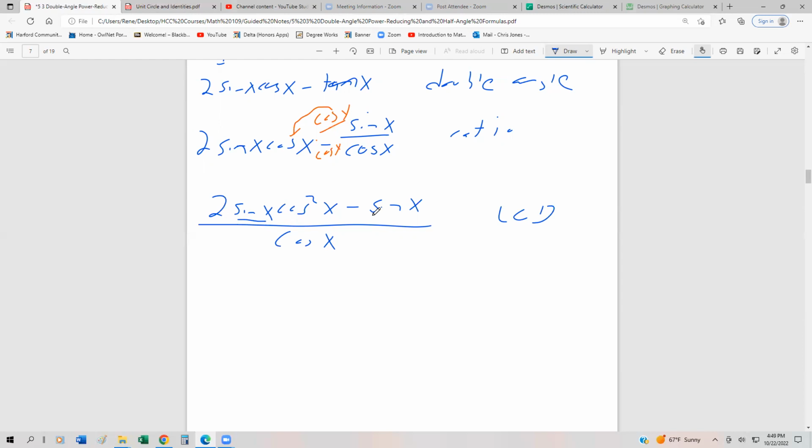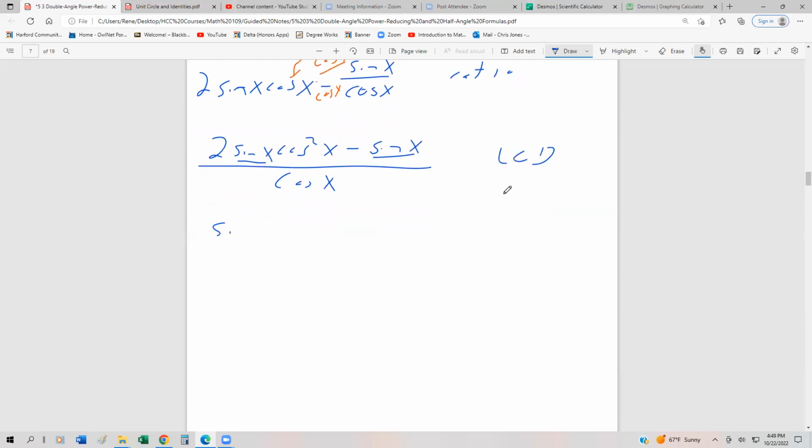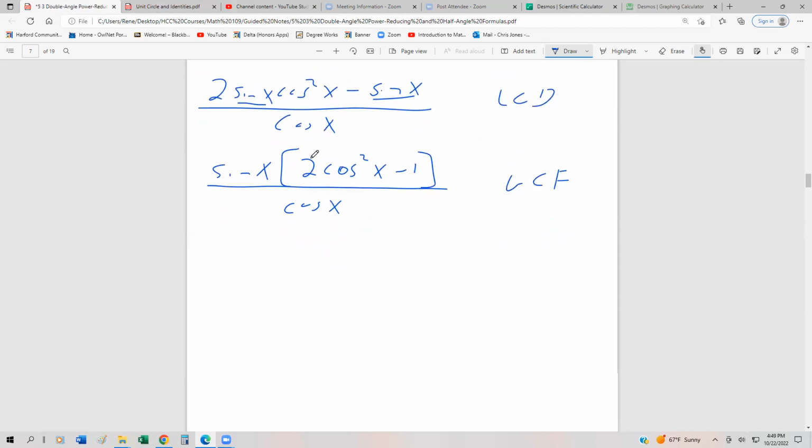Notice that there's a common sine that we can factor out. So I'm going to factor a sine of x out of this, and that's going to leave me with 2 cos squared of x minus 1. Just by factoring that out, that's just the greatest common factor. And then at this point, we recognize this right away as the cosine of 2x. This is our double angle formula. So we can now write this as sine x over cos x times 2 cos squared x minus 1. That's just a little bit of algebra there.